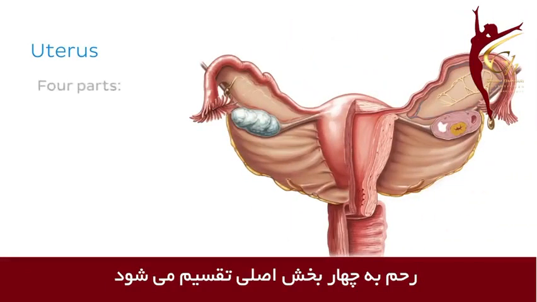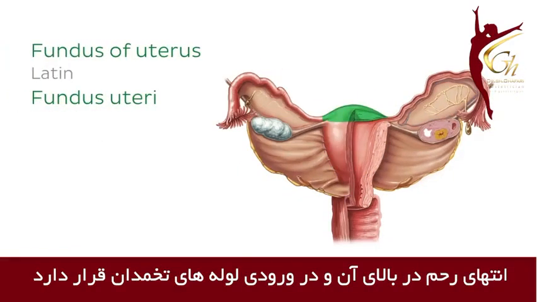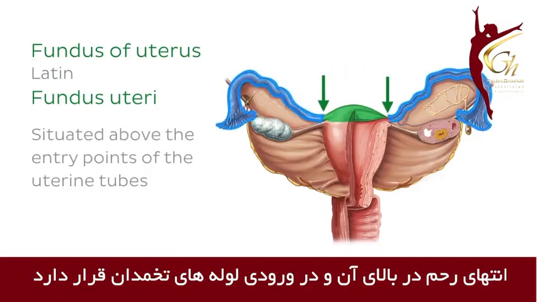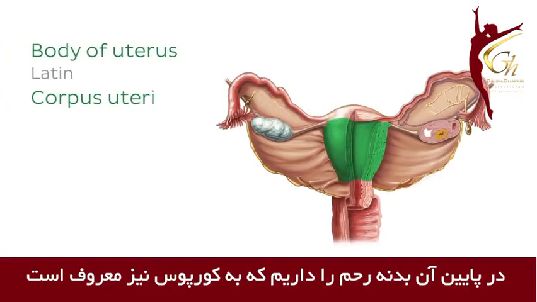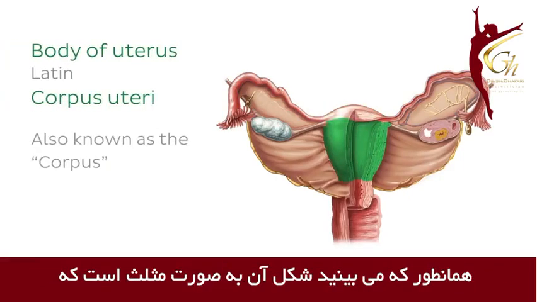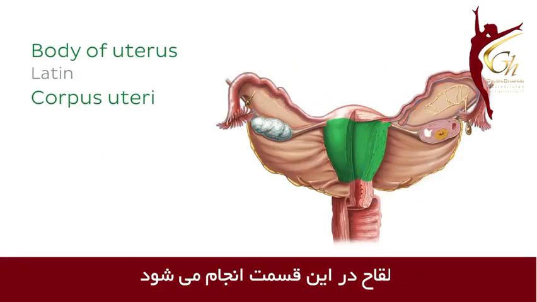The uterus can be divided into 4 key parts: the fundus, the body, the isthmus, and the cervix. As you can see here, the fundus is at the top of the uterus and is situated above the entry points of the uterine tubes. Moving inferiorly, we have the body of the uterus, which is also known as the corpus. As we can see in our illustration, the cavity of the body is shaped like an inverted triangle due to its connection to the isthmus and both uterine tubes. Implantation of the blastocyst normally occurs here.